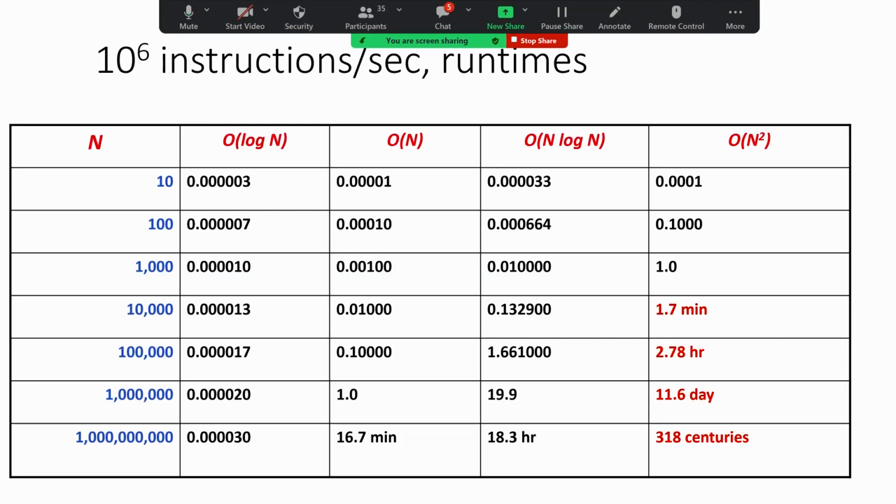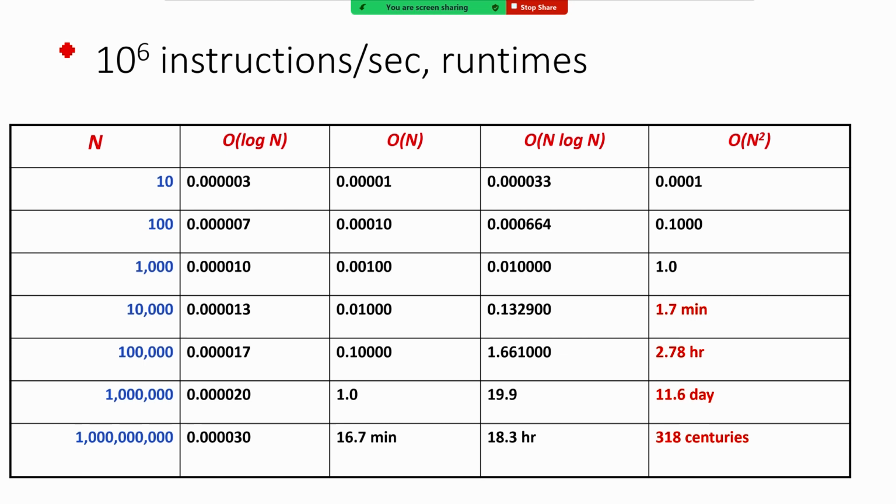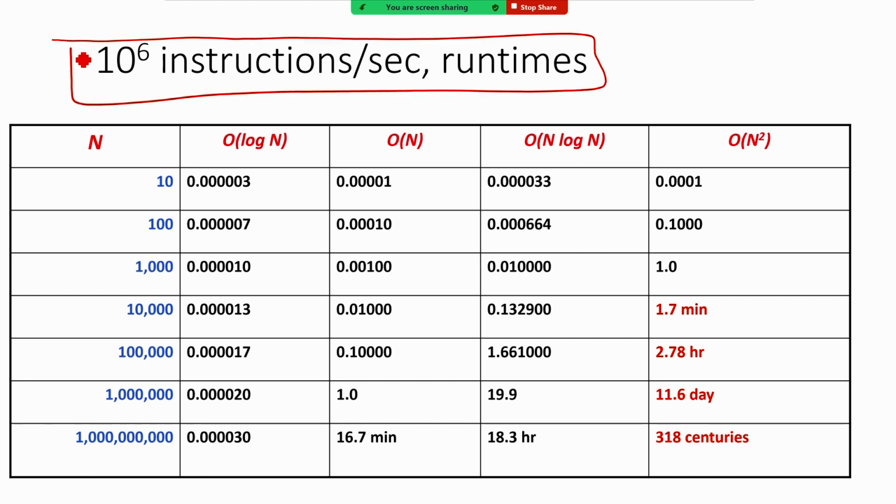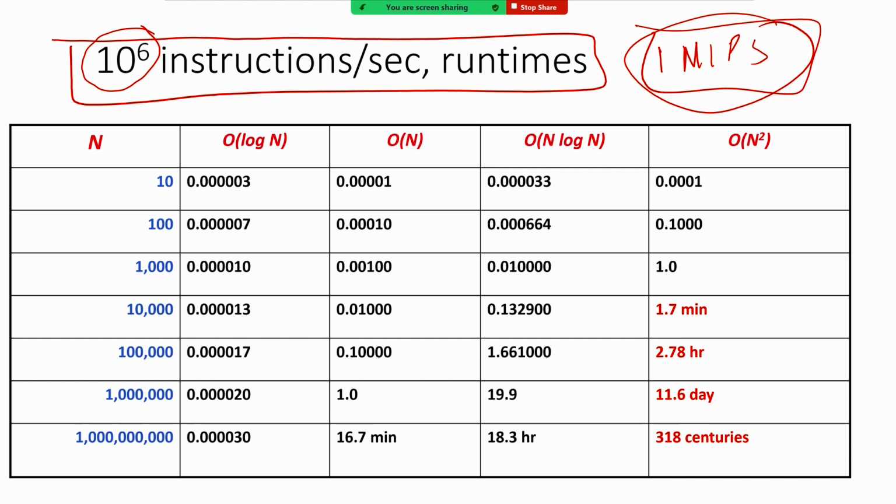So this is a table, an old slide from one of the many lectures that I'd looked at earlier. This slide shows you the amount of time it takes when you're running it on a processor or a machine where you get about 1 million instructions per second. So basically a 1 MIPS machine, 1 million instructions per second, right? So on a 1 MIPS machine, if you have n equals 10 and you run something for log n, this is the amount of time it takes.